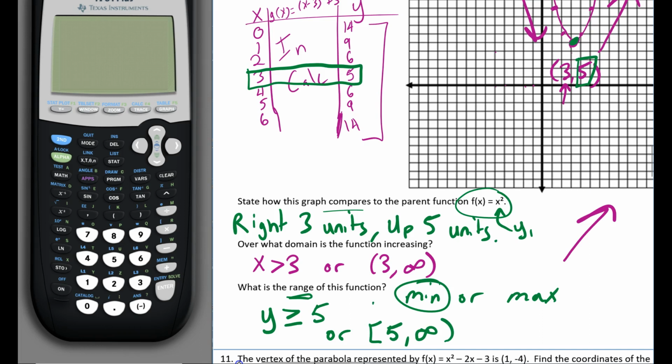Notice that the 5 has a bracket around it because it can be included in the interval because y can also be equal to 5. And if this was a downward opening parabola and it would have a max, the sign would just be flipping the other way for the inequality.